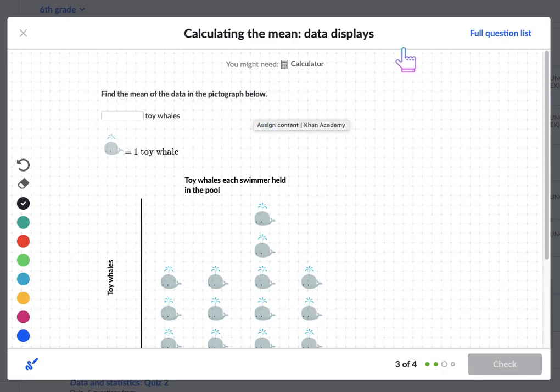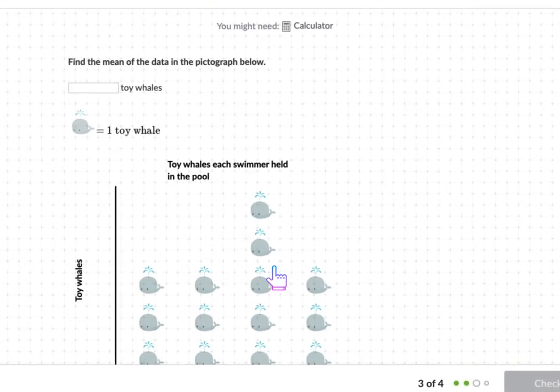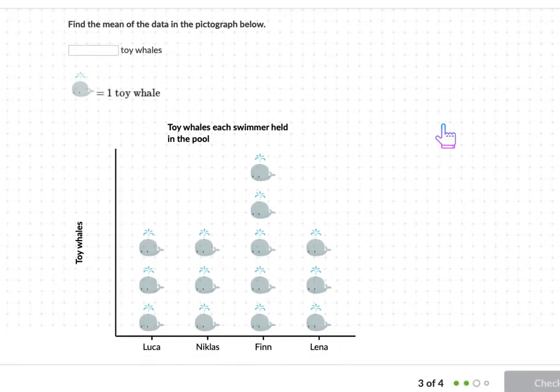For this example, they want you to calculate the mean using the pictograph below. So a pictograph is basically like a dot plot, but they're using pictures. Okay, so each of these whale pictures represents one toy whale. So this tells you how many toy whales each swimmer held in the pool. So right here you have Lucas, Nicholas, Finn, and Lena.